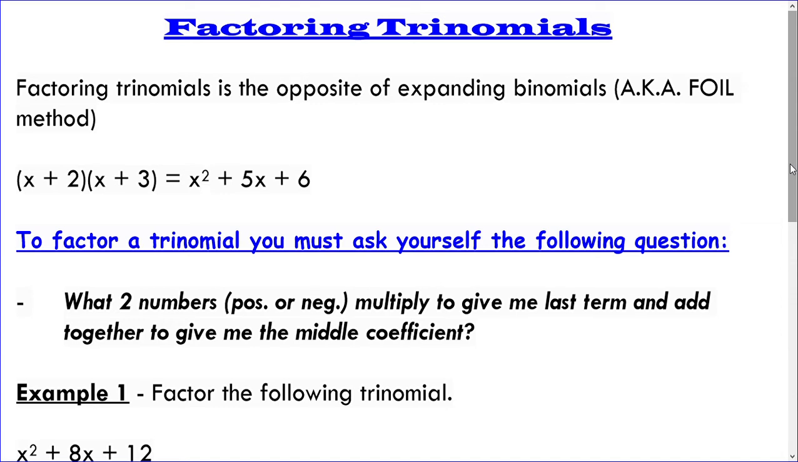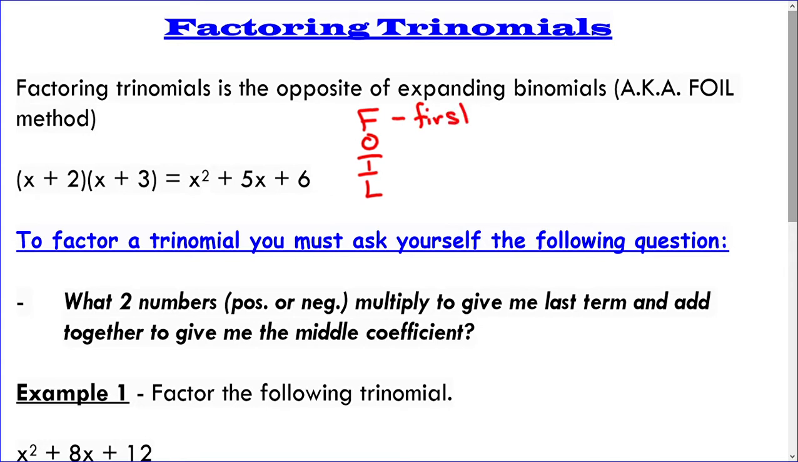Okay, so with this video we're going to go through factoring trinomials, and really here we're just looking for what we would refer to as type 1 trinomials. Factoring trinomials is the opposite of expanding a binomial, aka the FOIL method. If you haven't heard FOIL before or can't remember it, all it stands for is how we multiply our binomial terms.